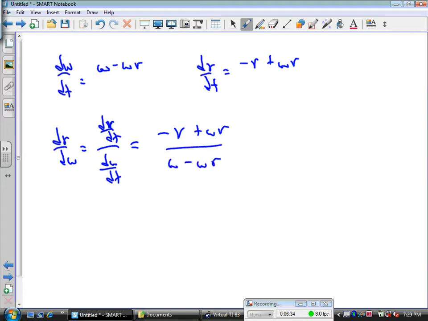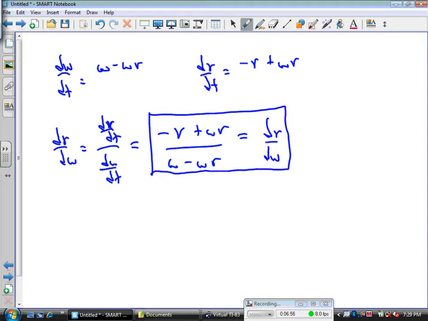Is that what they wrote down there? Well, they factored out an r. If you factor out an r, you're going to get that. Factor out r here, you get 1 minus w over negative 1 plus w, right, which is what they have. And you factor out a w here, they got 1 minus r, same thing. My question is, can you use this with our slope field program and get that if they don't give you a slope field?